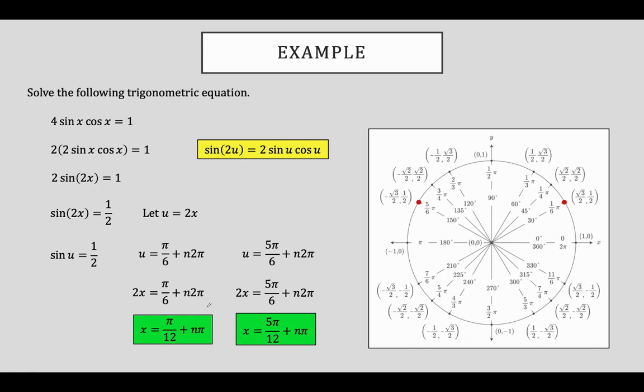All right, so there are a couple different ways that we can use these double angle formulas to solve trigonometric equations. Coming up next, the half angle formulas.